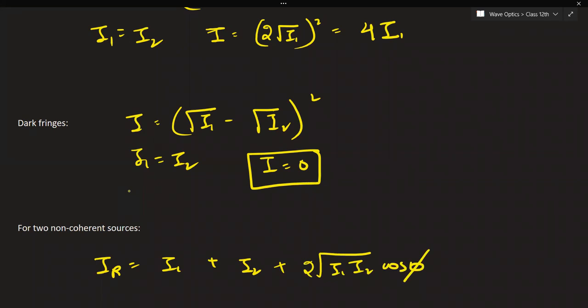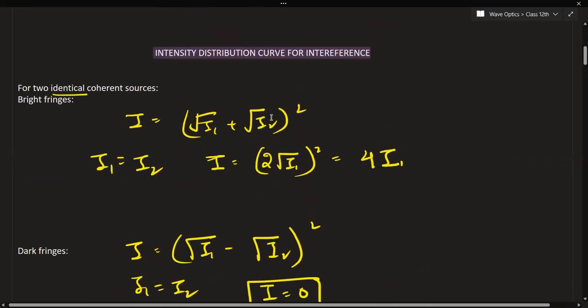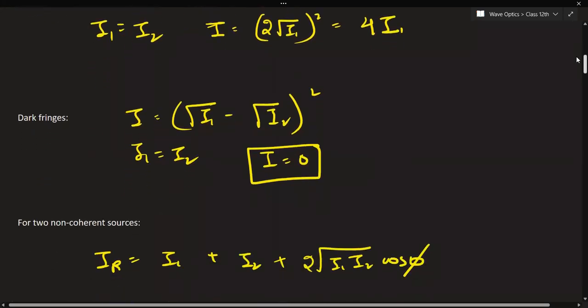Now we have to see the variation with cos phi. For the bright fringes, it reaches a very high value, that is 4I. And as soon as a dark fringe comes, it becomes 0. Then again for bright fringe it will be 4I, then again 0, then 4I, 0 for coherent sources. For non-coherent sources, intensity is independent of the phase difference. I'll show you the graph.